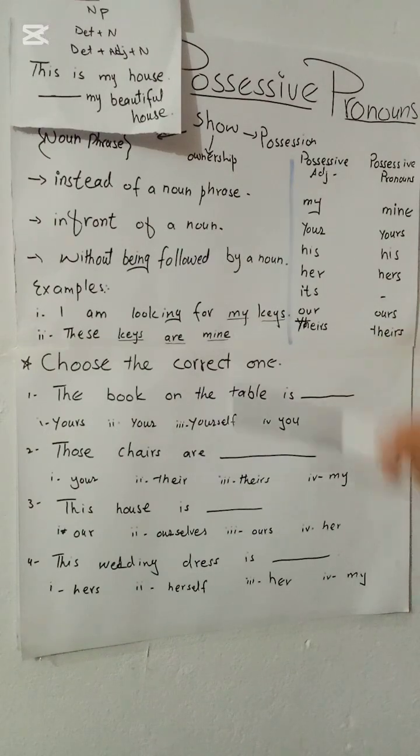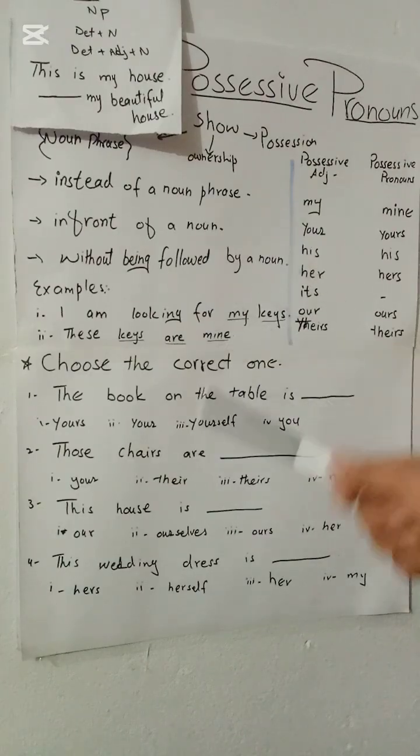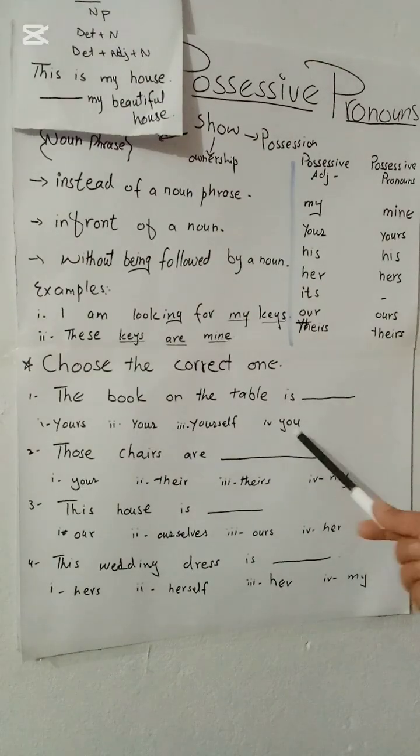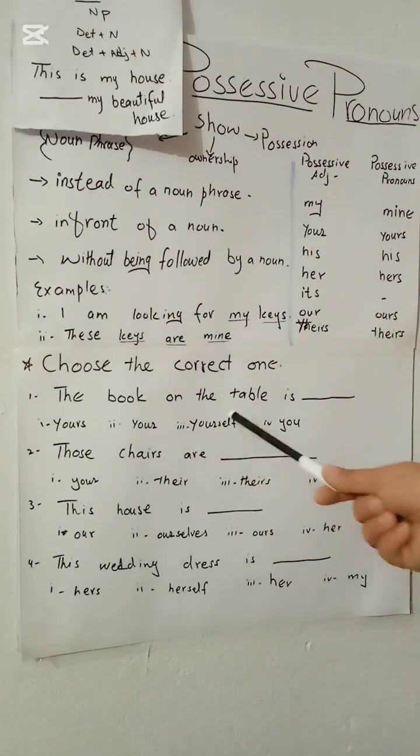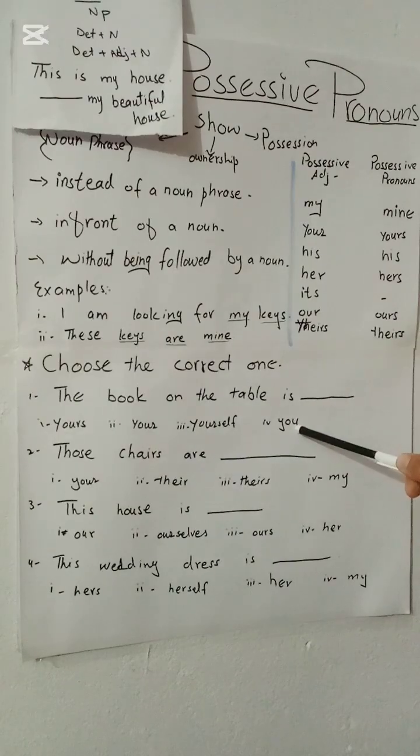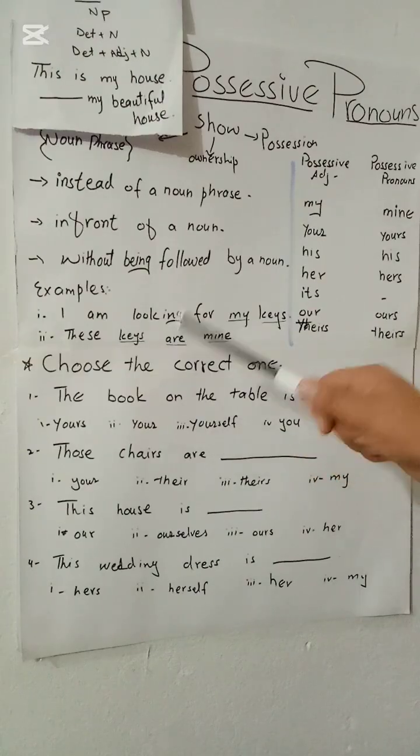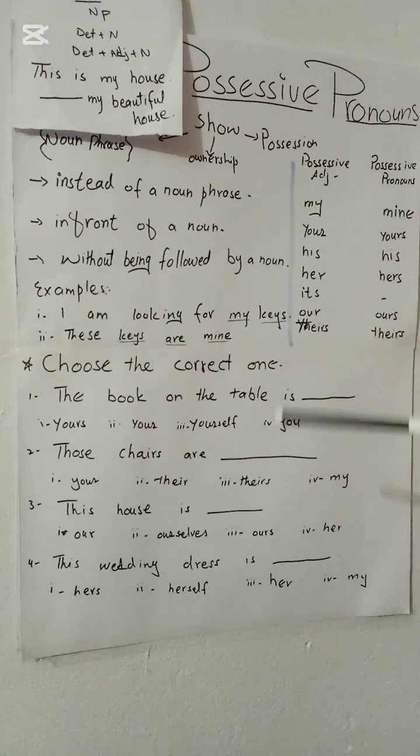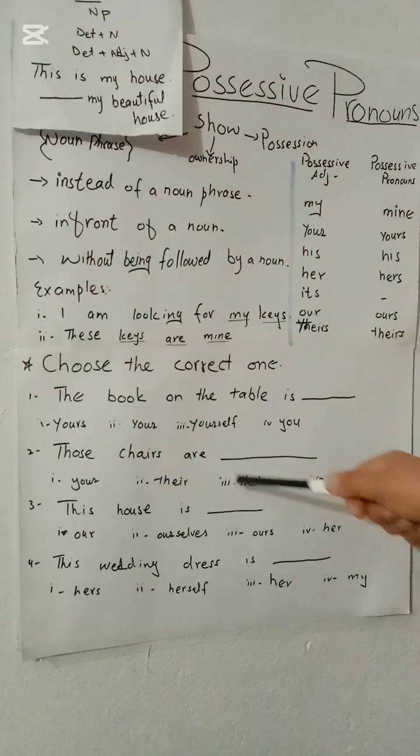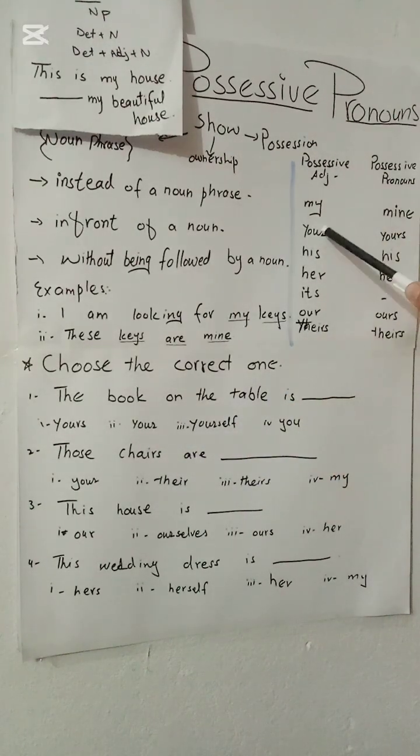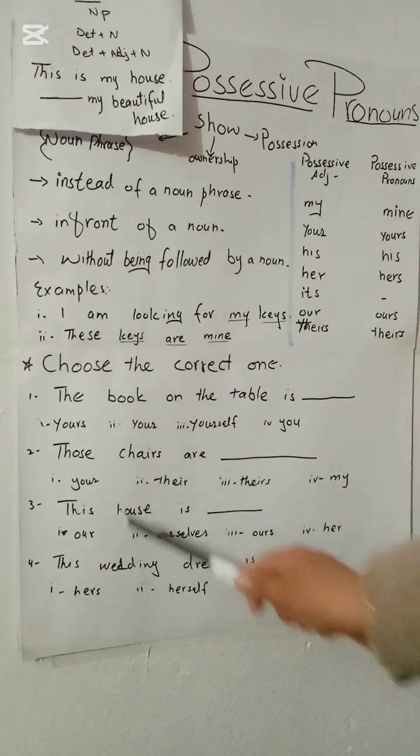Then we have some examples from your book. Choose the correct one. The book on the table is dash. We have options: yours, your, yourself, and you. You know that you is a personal pronoun. Yourself we have used as intensive and also as reflexive in different sorts of sentences. And your you can find in the place of a possessive adjective. Definitely the correct answer will be yours.